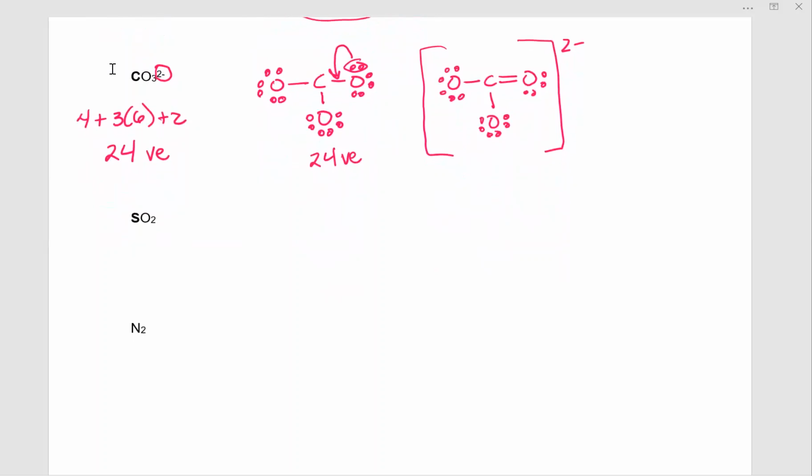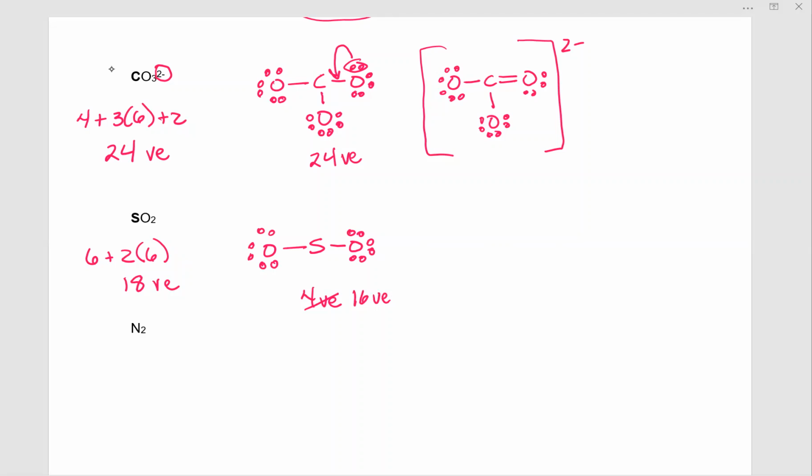We're going to do 2 more structures, and then you guys are going to be ready to do some practice on your own. The first one is SO2. So we have 6 plus 2 times 6 for a total of 18 valence electrons. Sulfur is going to go in the middle. We have spent 4 valence electrons so far. We're going to fill up the outside atoms. That gets us up to 8. All right, now we're up to 16 valence electrons.